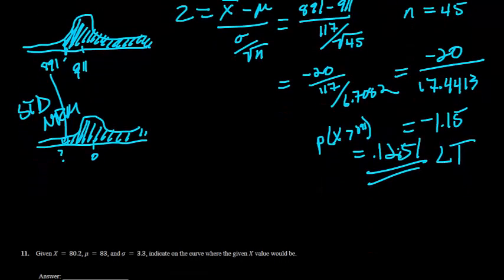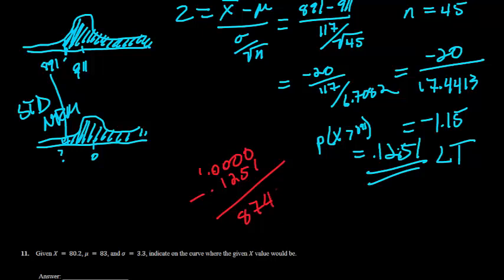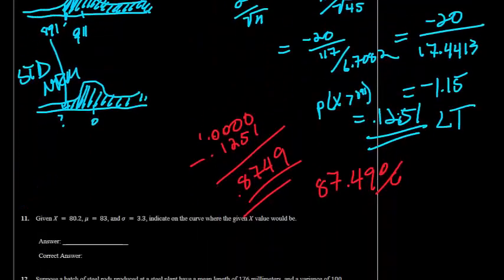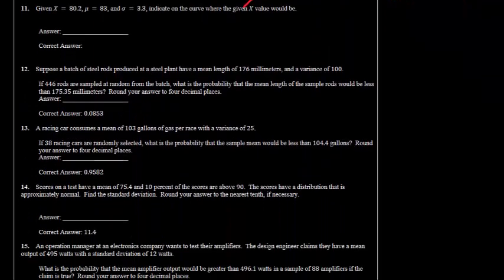So I need to get 1 minus 0.1251, and that gives me 0.8749, or an 87.49% chance that I'm going to grab a horse that weighs that much, 0.8749. Excellent. There we go. That makes more sense.